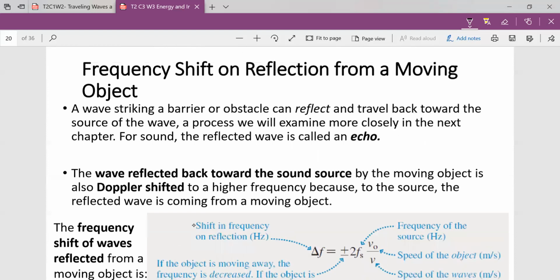Okay, so when we say frequency shift on reflection from a moving object, when a wave is emitted from the source and it hits a barrier or obstacle, it can reflect back.